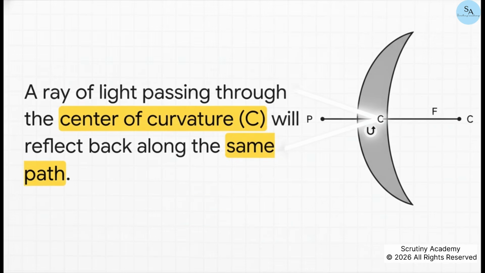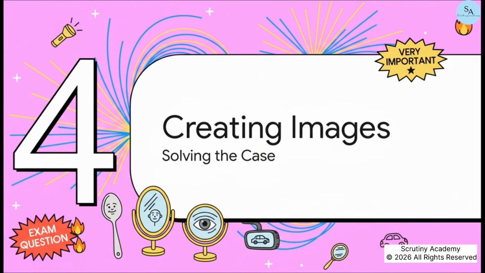And finally, the easiest one to remember, rule number 3. Any ray of light that goes through the center of curvature, C, and hits the mirror, just makes a perfect U-turn. It reflects straight back along the exact same path it came from. This one is a lifesaver when you're drawing diagrams. Okay, we've got our 3 rules. Now it's time to put them to work. Let's start making some images and finally figure out why your reflection keeps changing.